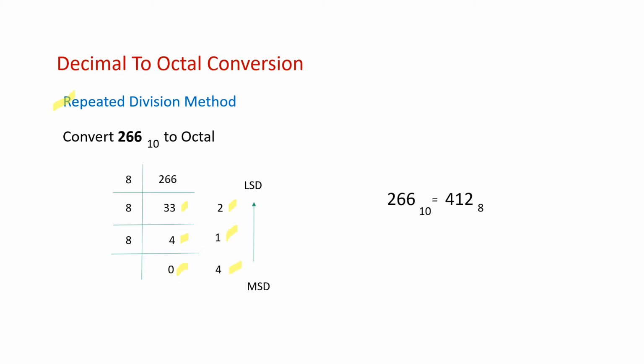And we are going to write down the number from the bottom to the top, as the number 4 will be the MSD, the most significant digit, and 2 will be the LSD. And we can see that 266 base 10, that is the decimal number, is the same as 412 base 8, the octal number.